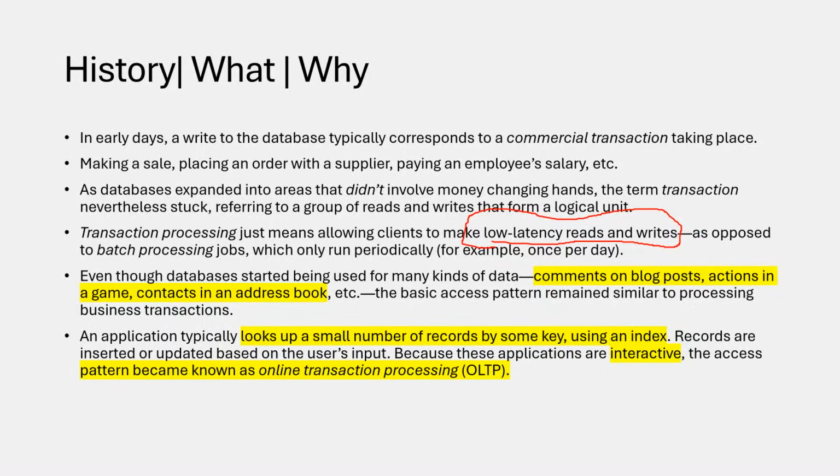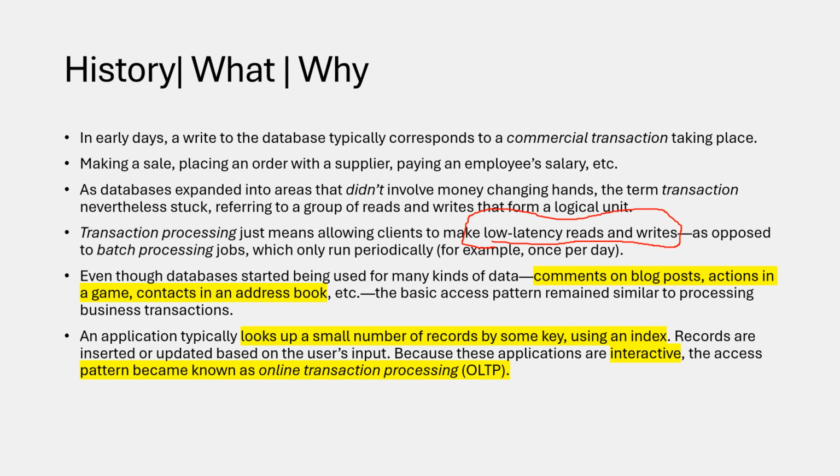Now, what happened is that everything was tied to a transaction. Why? Because we thought it is a commercial transaction, let's name it OLTP. Online because you were online, and transactional because you are doing some transaction. So everything that was tied to a transaction was called an OLTP system. So that's how the name came up.